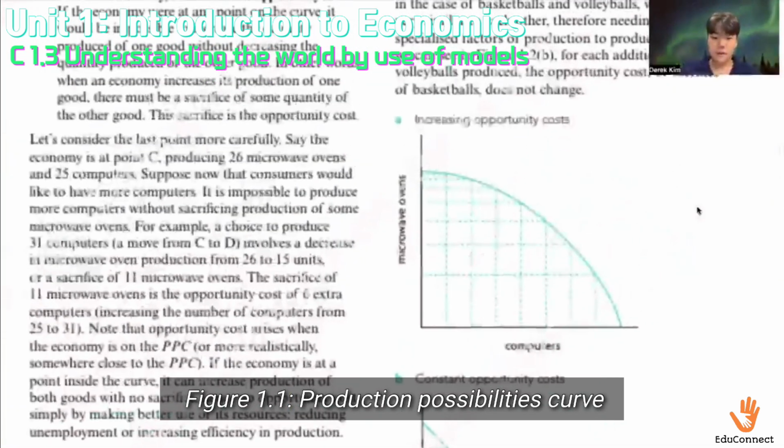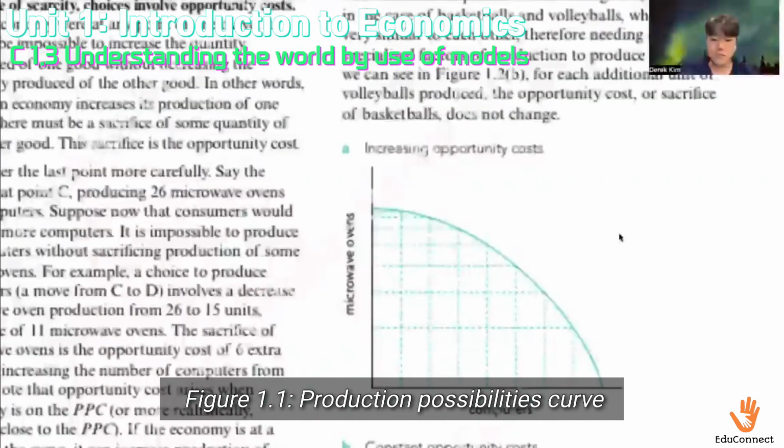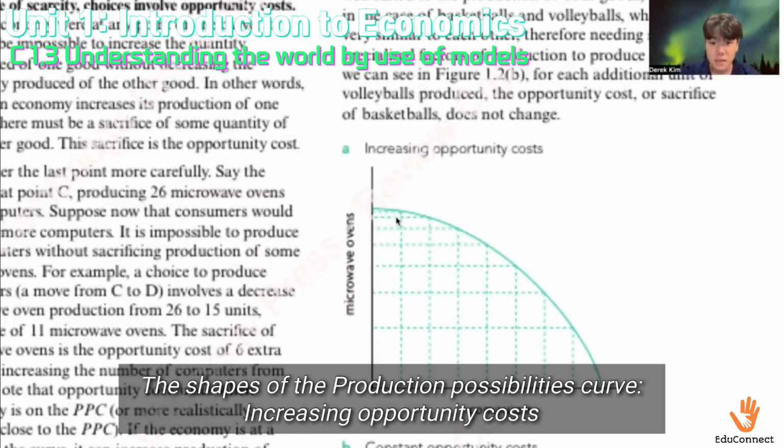Now here, we learned what opportunity cost is last class. It's the next best alternative. In this graph, it's showing the increased amount of opportunity costs. If we produce at, let's say, point A, then the opportunity cost would be all these other points. There would be more microwave ovens, but fewer computers.